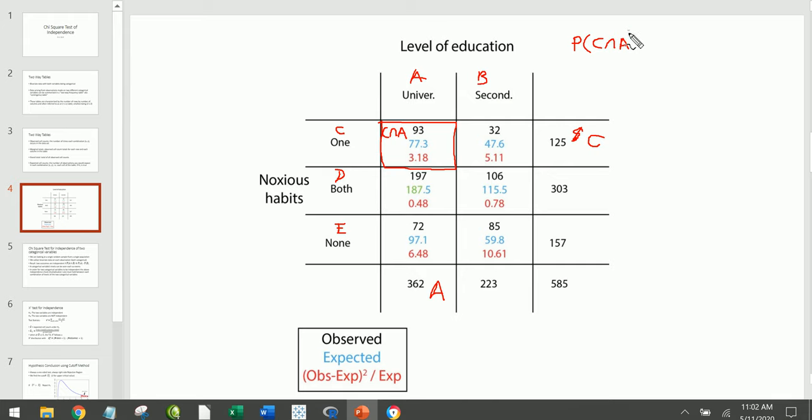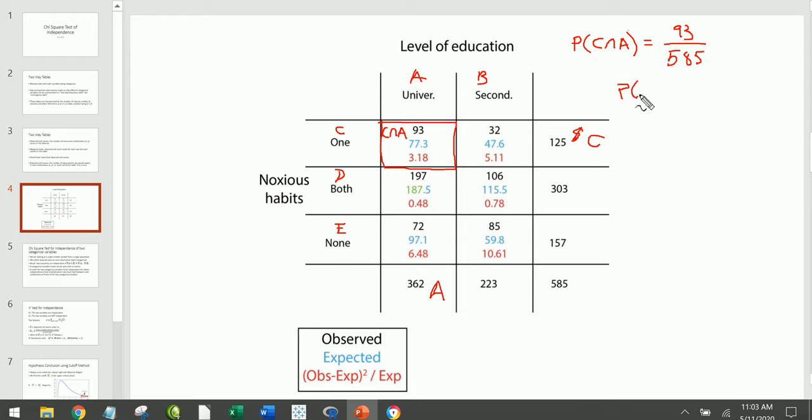Well, basically, what we're saying is from this data, if we were to randomly select one subject, what's the chance that they would have level of education university and noxious habit 1? Basically, this cell here, C and A. Well, let's just take a look. 93 of them in this box that we're putting our hand into have university level and noxious habit 1, out of 585, the grand total. So the probability would be 93 over 585. Okay, great.